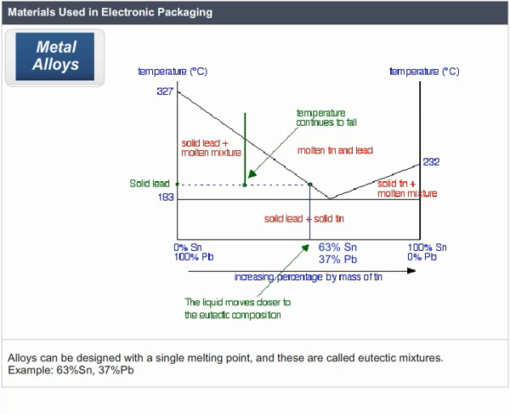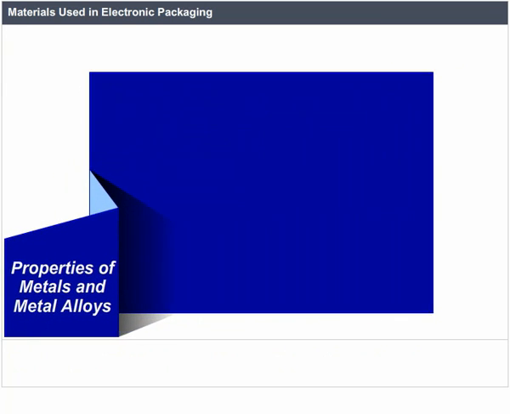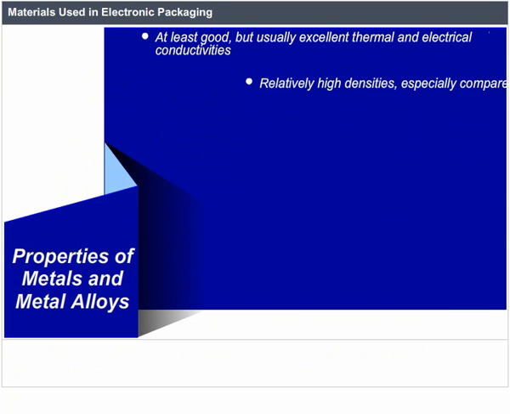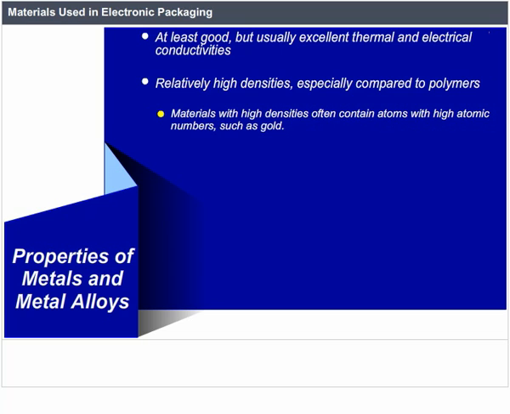Alloys can be designed with a single melting point, and these are called eutectic mixtures. Properties of metals and metal alloys: at least good but usually excellent thermal and electrical conductivities. Relatively high densities, especially compared to polymers. Materials with high densities often contain atoms with high atomic numbers, such as gold.